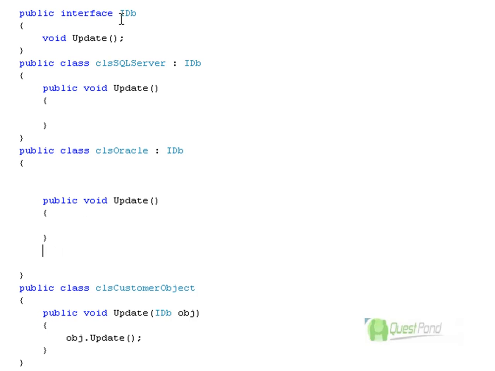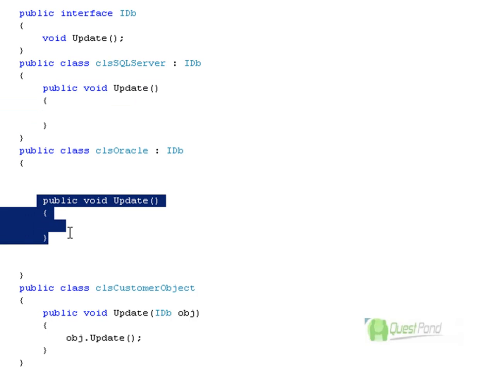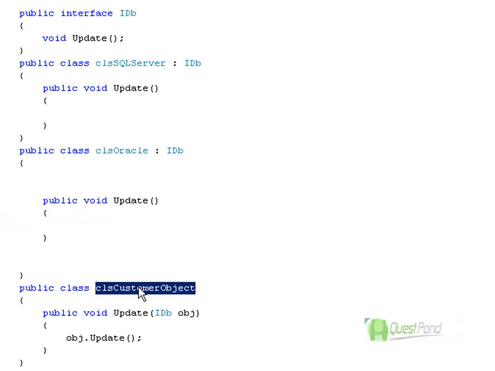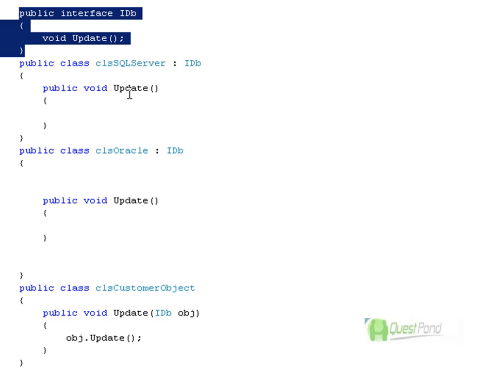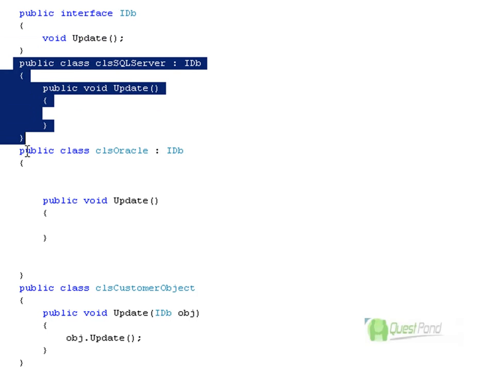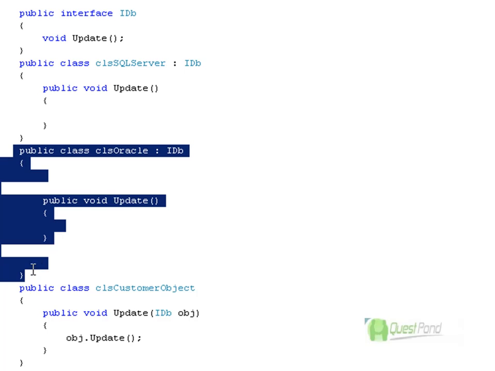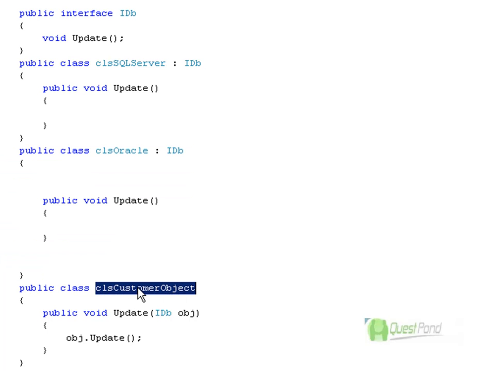So what we have done over here is that we have defined an interface called IDB, and we have implemented that interface in both of these classes. Now whenever CLS customer object wants to call the update method of SQL Server or Oracle, it needs to reference the interface. The time it references the interface, it is only referencing this interface. It is not referencing the concrete classes. So with this we are achieving decoupling, because now your CLS customer object is not creating any object of CLS SQL Server or CLS Oracle within itself. It's only referencing the IDB interface.